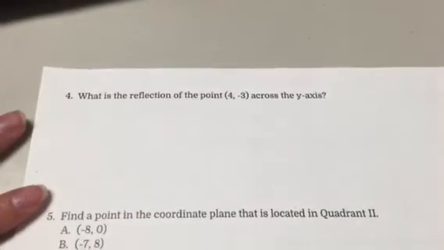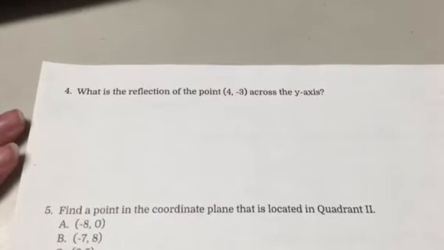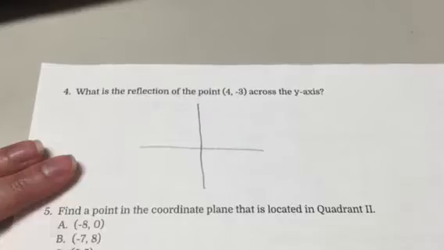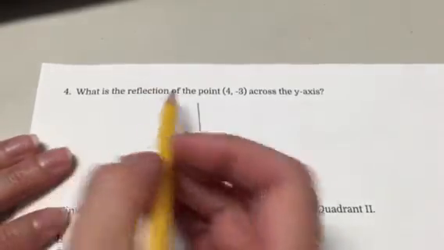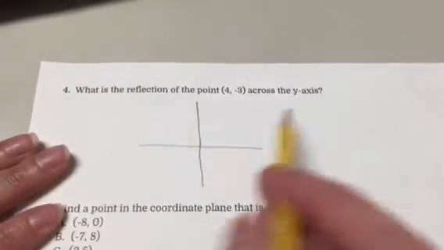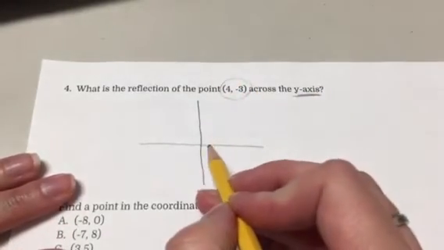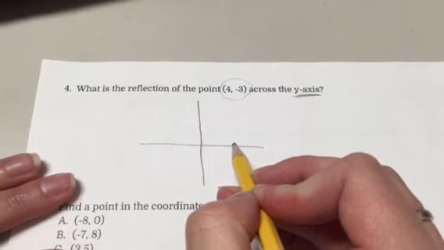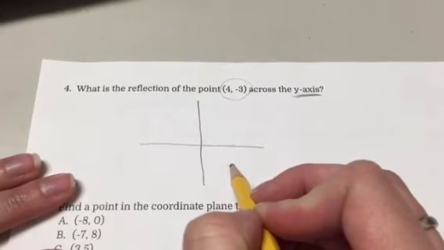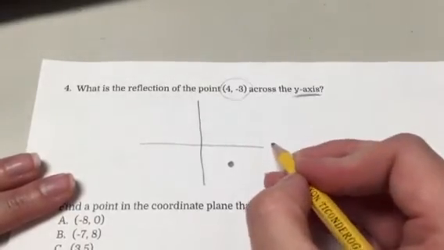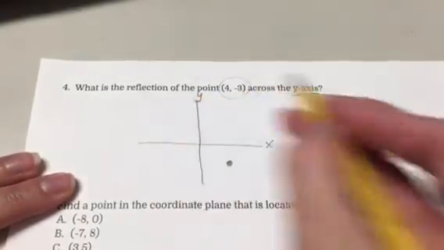All right, flip to the back. Number 4. What is the reflection of the point 4, negative 3 across the y-axis? Again, you're going to need to draw that ghost graph. Remember, reflection is when you jump over whatever axis they're asking you to do. So if I plot the original point, positive 4 would go to the right, negative 3 would go down. This is where my point would be. If I label my axes, this is my x, this is my y.